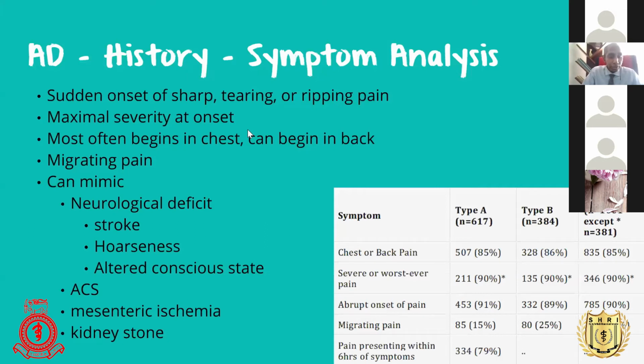It can present with acute coronary syndrome. It can present with mesenteric ischemia. It can present with kidney stones. So if the patient presents with chest pain plus something else, always suspect aortic dissection. Chest pain plus drowsiness, chest pain plus neurological deficit, chest pain plus abdominal pain, chest pain plus urinary colic-like pain, chest pain plus hematuria. Always think of aortic dissection.